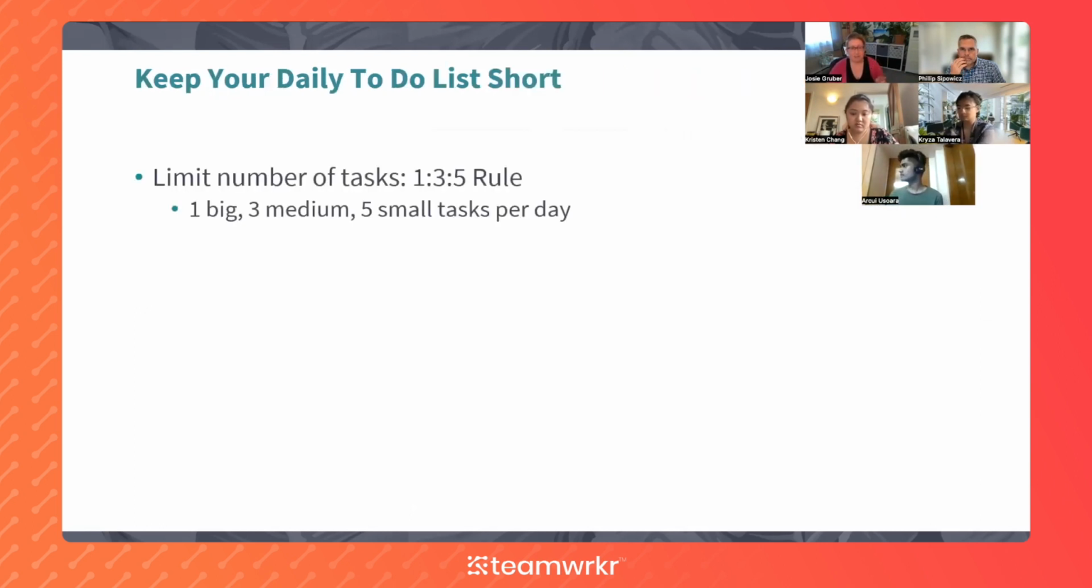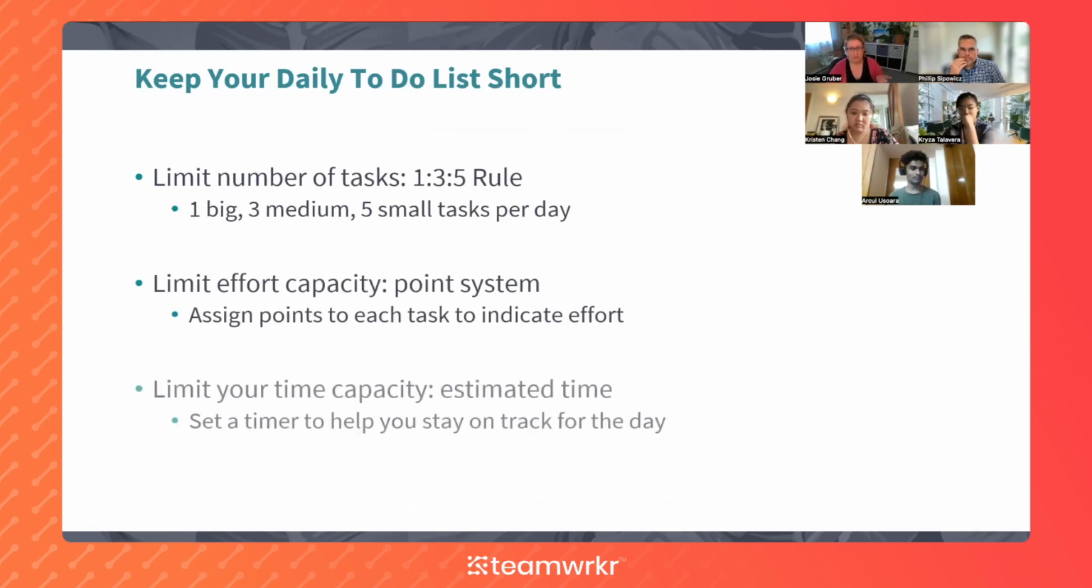Another reminder is to keep your daily to-do list short. That could look like pretty much anything. If you categorize your tasks by size, you can do the 1-3-5 rule of 1 big, 3 medium, 5 small tasks per day. If you use a point system, assign the effort points it would take to get each task done, and then set a capacity for your day or your week to limit yourself so you're not looking at a really crazy long to-do list every day. Or perhaps if you're used to working by time, estimate how much time a task would take and then set your time limit for the day. So those are just some ways to do that.